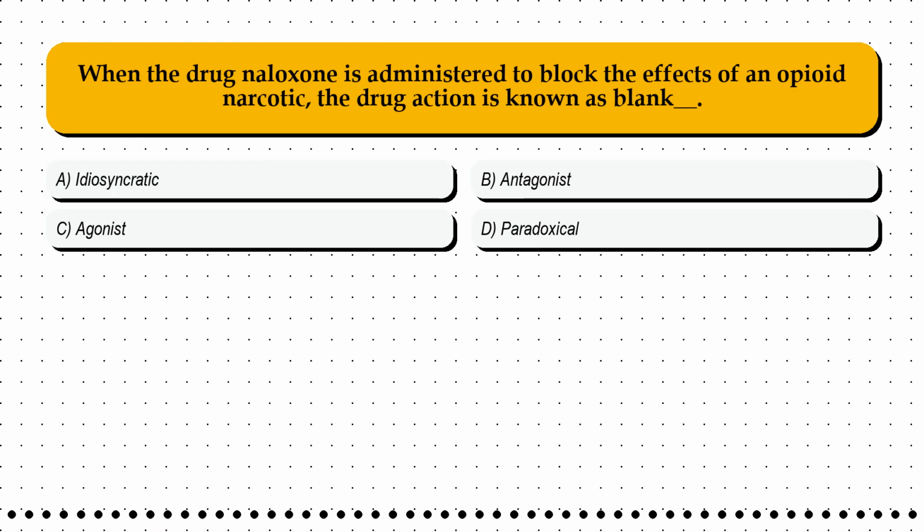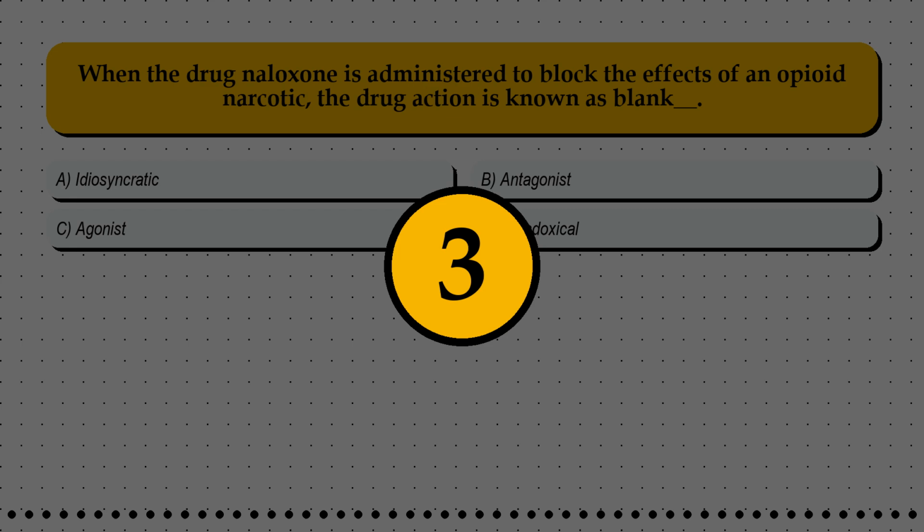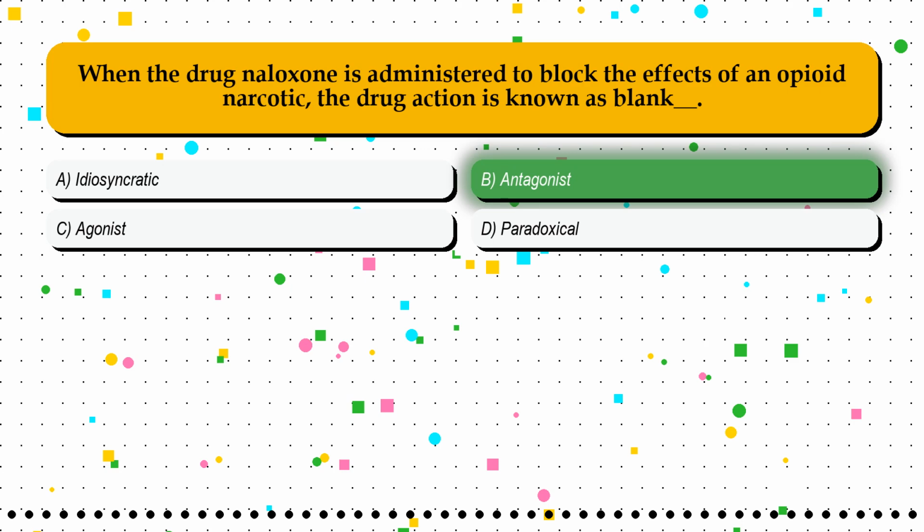Idiosyncratic. Question 38. When the drug naloxone is administered to block the effects of an opioid narcotic, the drug action is known as blank. Option A, idiosyncratic. Option B, antagonist. Option C, agonist. Option D, paradoxical. The correct answer is option B.